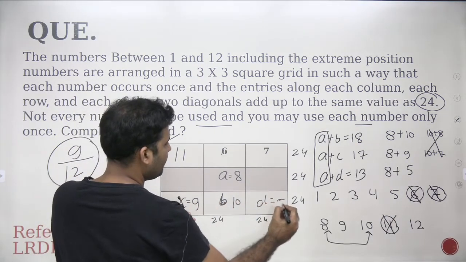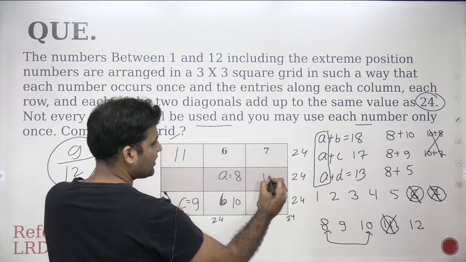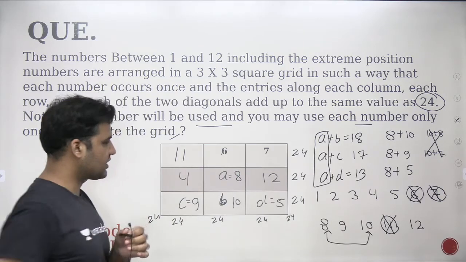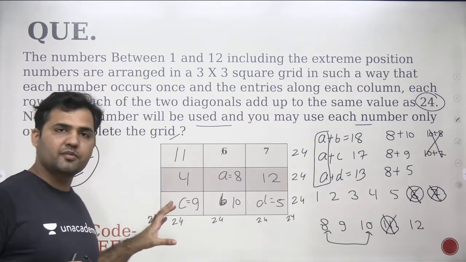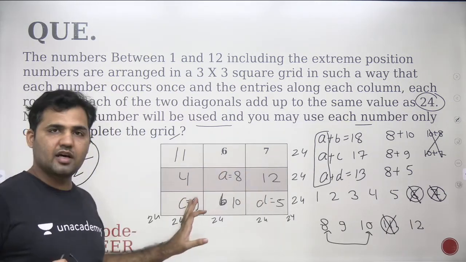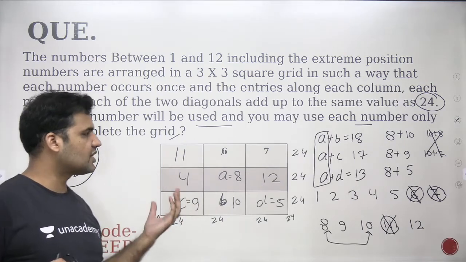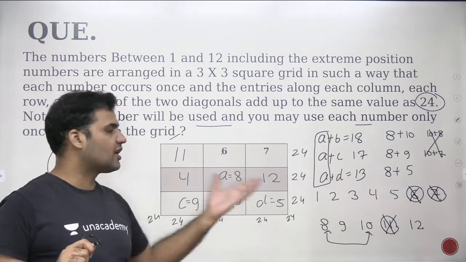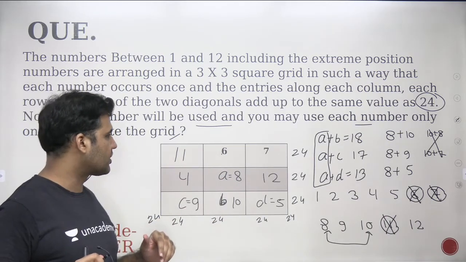D will be 5. 7 plus 5 is 12. 12 plus 12 is 24. 12 plus 8 is 20. 20 plus 4 is 24. That's it. The grid is completed now. And these are the numbers that we are supposed to use. Now, whatever question the examiner is asking you, which number will come in this cell, which number will come in this cell, you can easily answer the question, right?